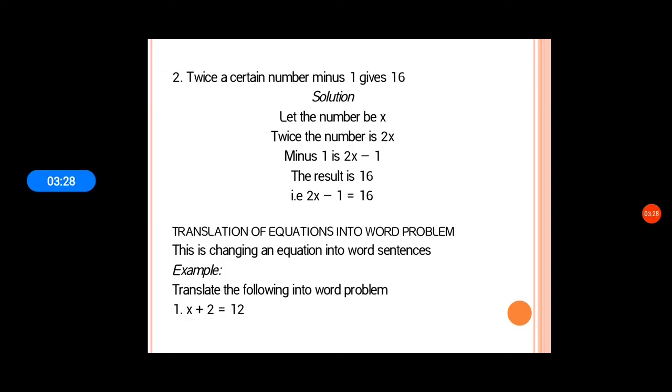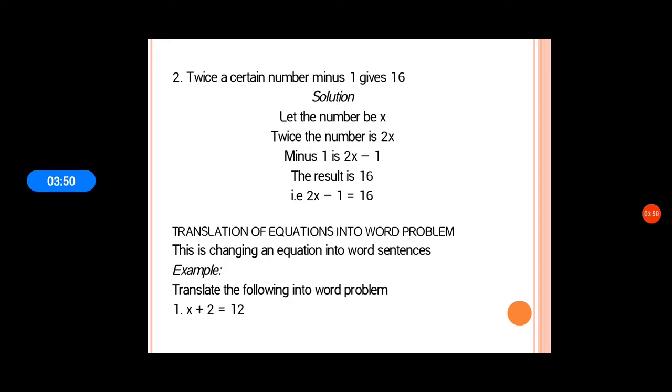That is how an equation is formed from word sentences. It's just as simple as that. Represent the unknown number with an alphabet, then follow the instruction given to you. Then you form your equation. Now let's go to the next one.